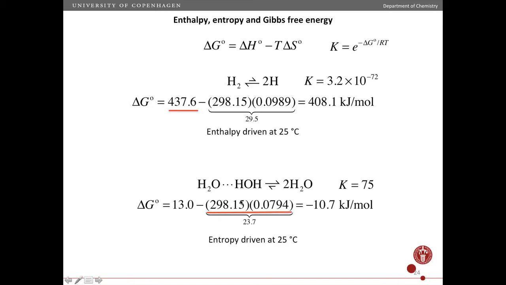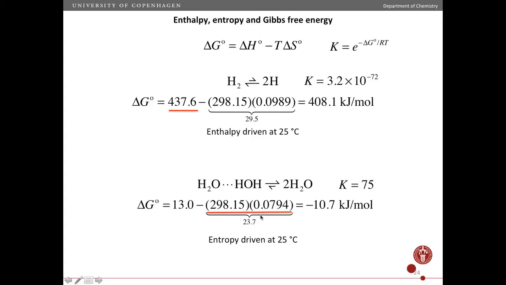Okay. If you look at a hydrogen bond, on the other hand, at 25 degrees, we see that the equilibrium lies towards the products, or towards separated water molecules. And so again, we can understand that by looking at the enthalpy and entropy contributions to the standard free energy change. So in this case, the enthalpy change is much smaller than for H2. The hydrogen bond is weaker than a covalent bond, whereas the entropy contribution to the free energy is roughly the same.